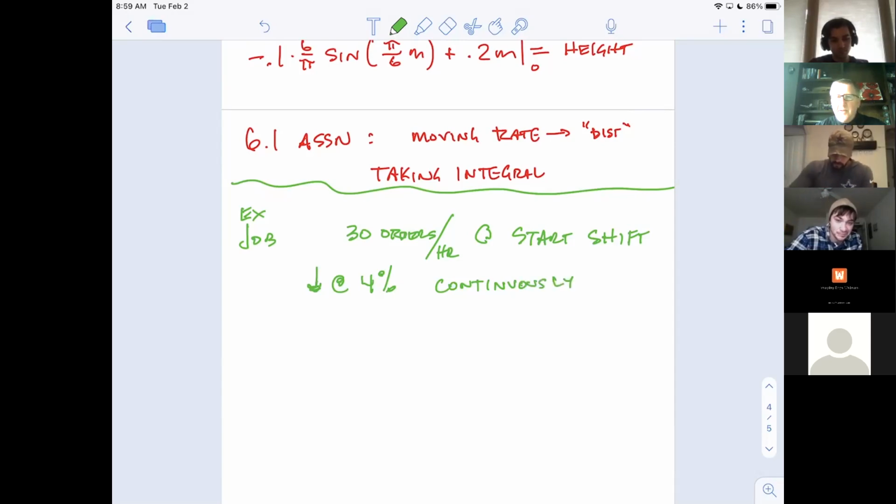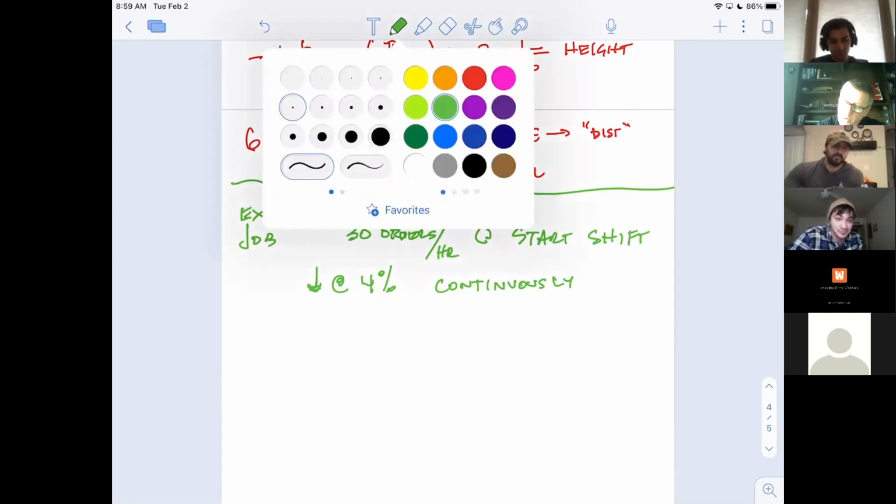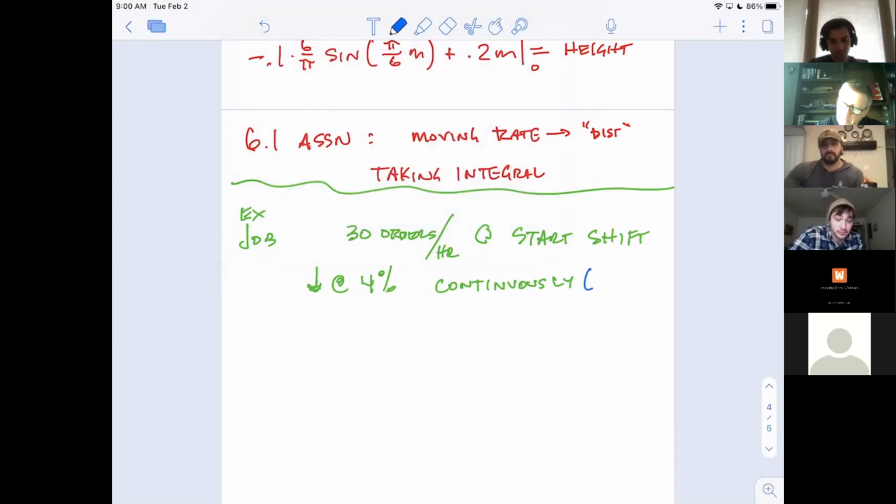That 4% does not just apply at each hour; it's constantly going down 4%. Does it make sense that after 10 minutes you're not doing 30 orders an hour, and maybe you're doing 29.6 orders an hour? You're slowing continuously. When you see the word continuously from algebra, that should ring a bell. That involves e, one of the classic equations you learned in algebra that models things.